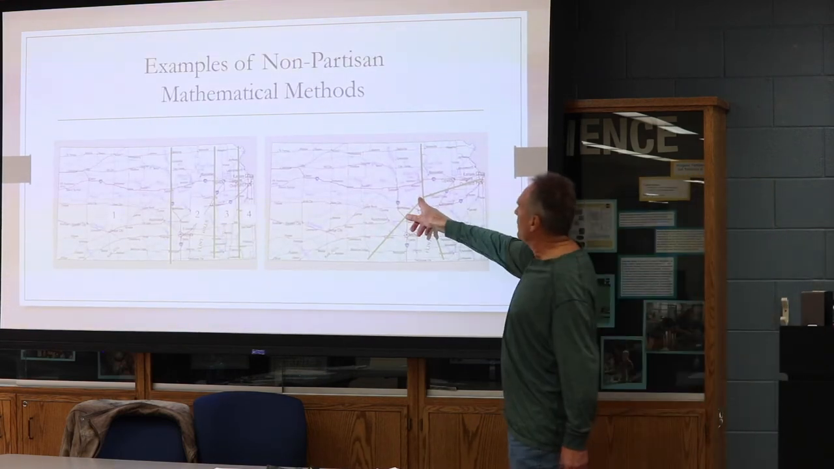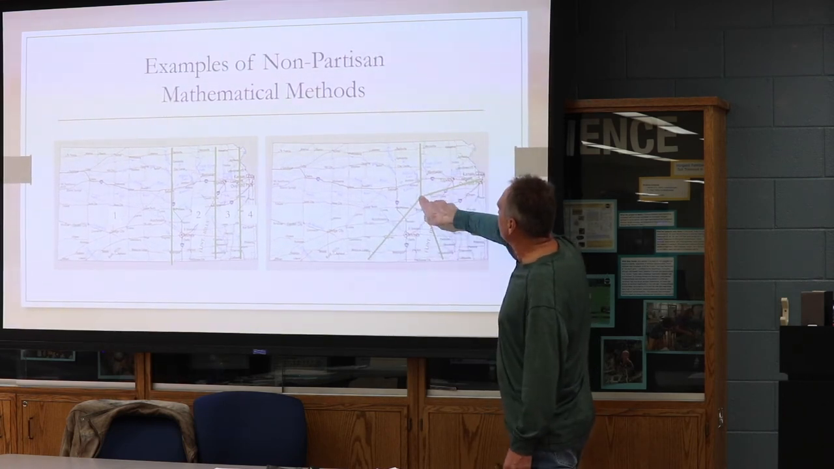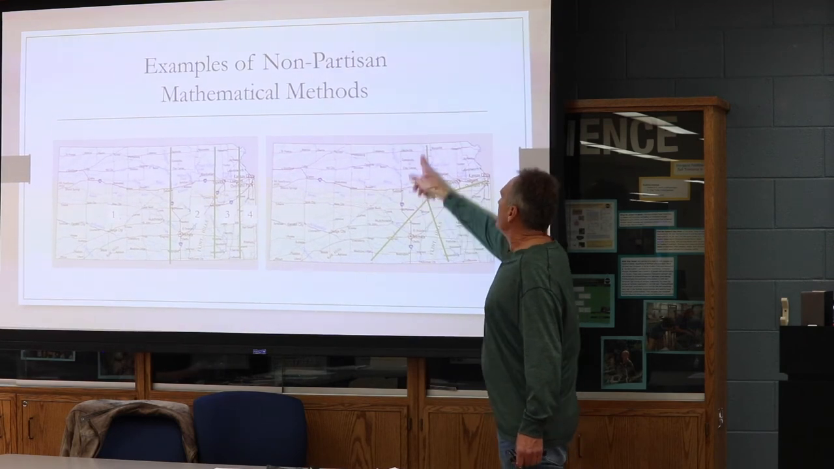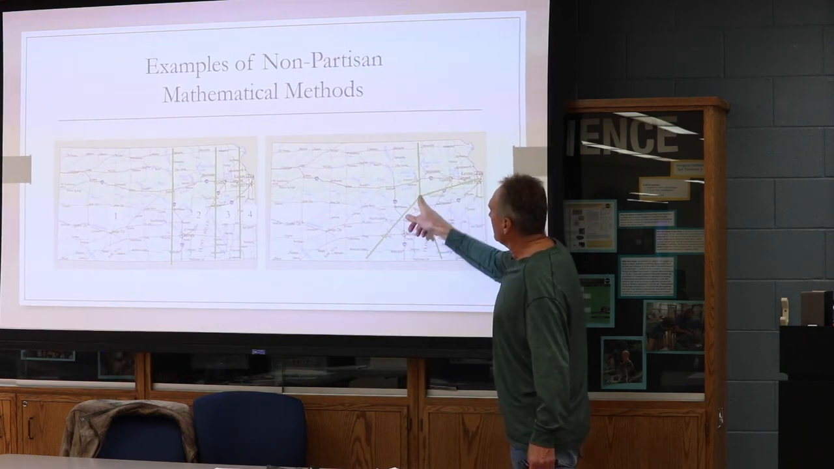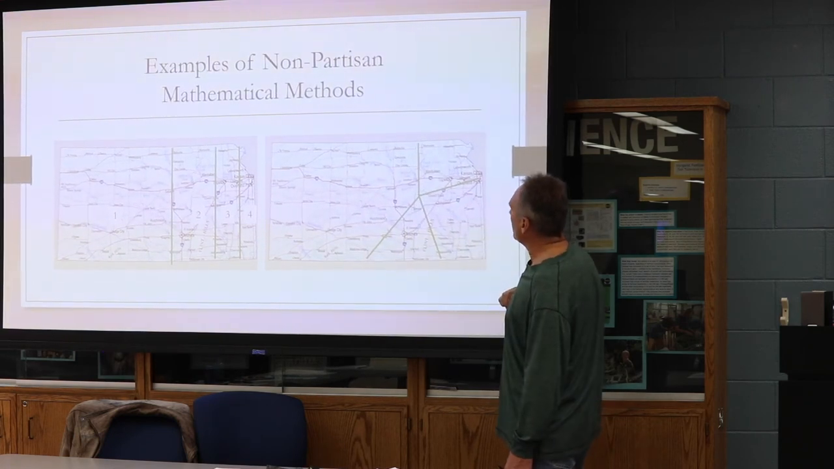This is what I'm calling a radial pattern, and it works the same way, except that a computer would determine the population middle of the state, and the district lines would be based on radials. So it's very similar to this. It's just oriented in a different way.